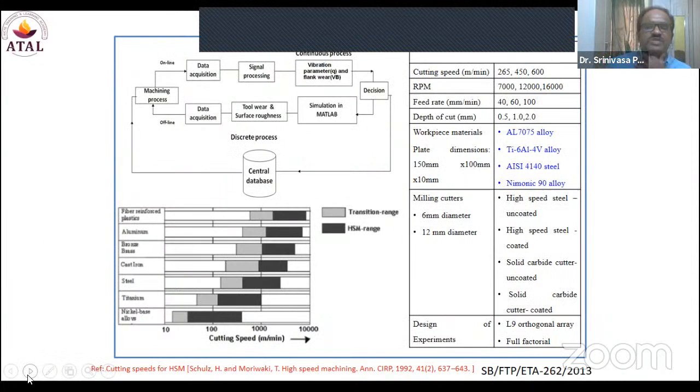Now, coming to high-speed machining and the design of experiments. Initial cutting speed is considered in meters per minute, which is to be converted into RPM. So we have converted to 7,000 RPM, 12,000 RPM, 16,000 RPM. Whenever you talk about high-speed machining, just remember that if it is beyond 4,000 RPM, then it can be considered high-speed machining.